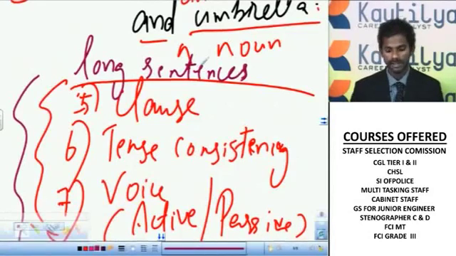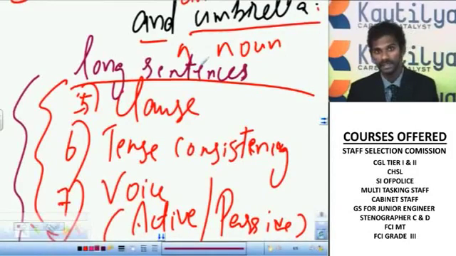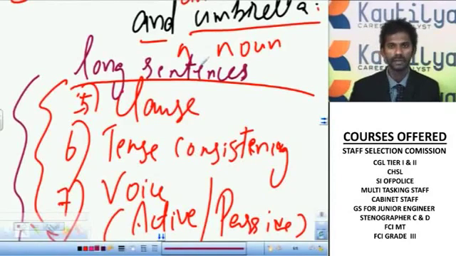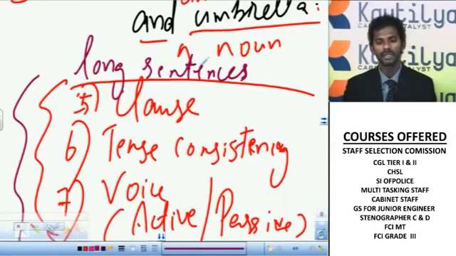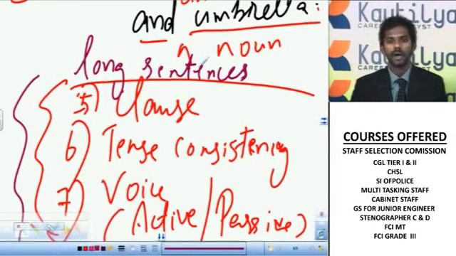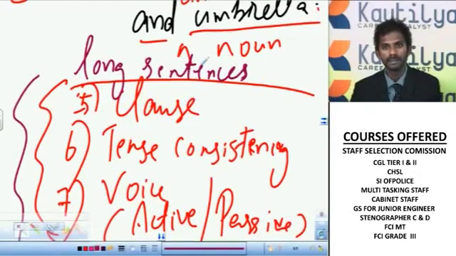I told you what a clause is. Tense consistency you already know. If a sentence begins in the present tense, all the other ideas, till the end of the sentence, must be in the present. Similarly, if it begins in the past, it must be in the past till then. Future, same thing. That means if one idea is in the present tense, all the other ideas must also be in the present tense. If one idea is in the past tense, all the other ideas must also be in the past tense. Same is the case of future. If one idea is in the future tense, all the others must also be in the future tense. So in a sentence, there must be tense consistency.